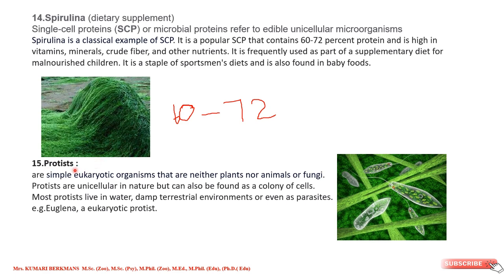Next one, let us see protists. Protists are simple eukaryotic organisms that are neither plants nor animals nor fungi. They come in between these. Protists are unicellular in nature, but can also be found as colonies of cells. What you are seeing here are protozoa. This is called euglena, and you can see a group of euglena here. It's a special group of organisms. Eukaryotic in the sense that a specific nucleus will be inside.